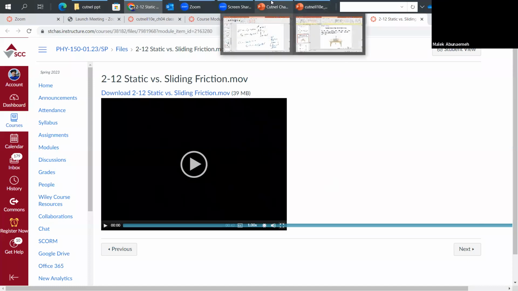When two surfaces are not sliding across one another, this is called static friction. Static friction is the force that keeps the object at rest. Once the object moves, then you have kinetic friction, which affects the object moving. Now, your kinetic friction is going to be less than static friction.